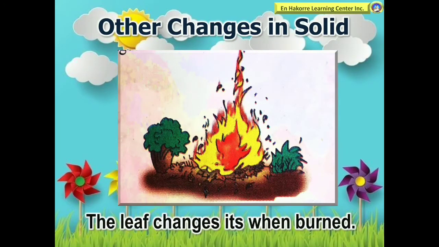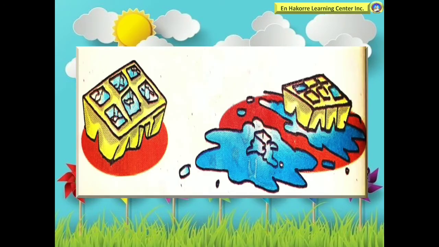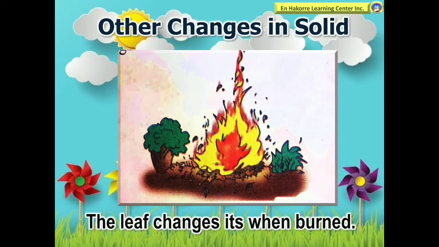And the next one, we have here also another change in solid when it comes to the leaf. When you burn the leaf, children, what color appears on the leaf? As you can see, it also changes its color. From green, it turns to brown. This picture shows a burned leaf. The color of solids can be changed by boiling, just like in your eggplant, and by burning.